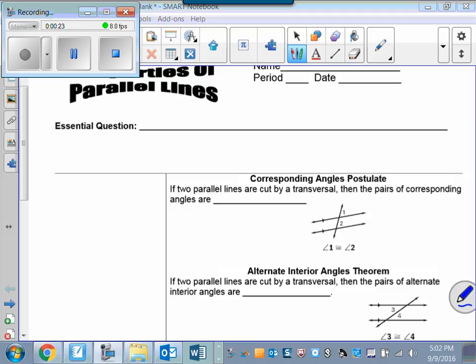So either write your essential question now or take your notes and go back at the end and write your essential question when you write your summary.